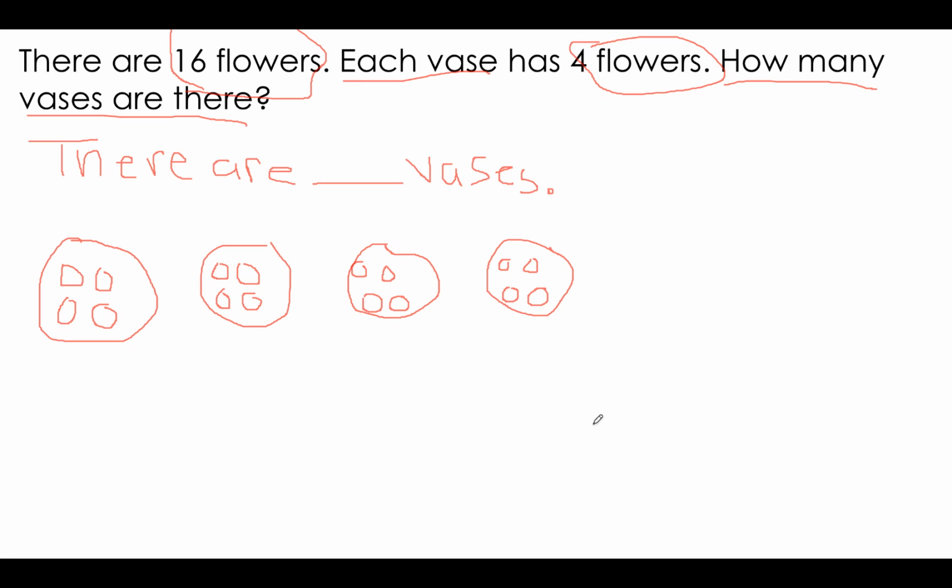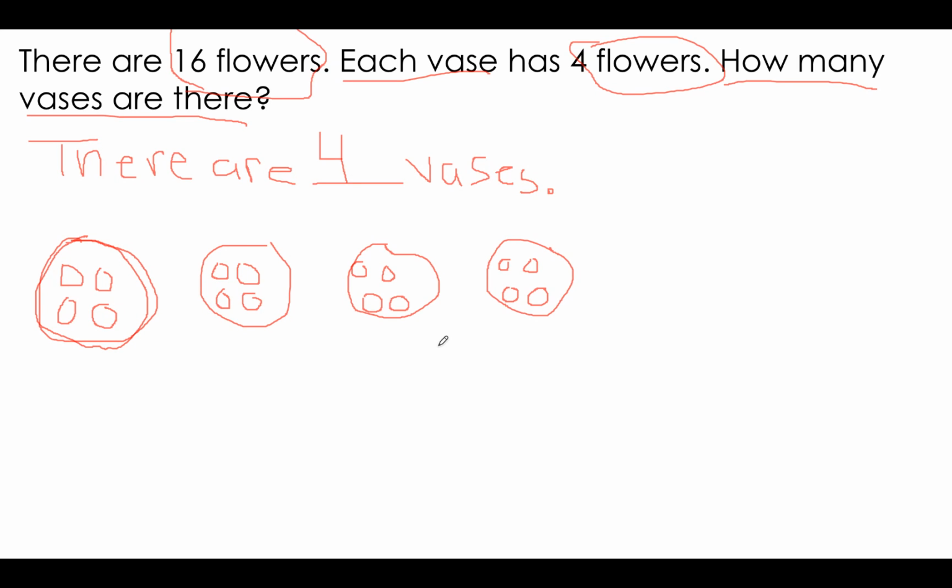So the question is, how many vases are there? Remember, this big circle represents the vase. So that's 1 vase, 2 vases, 3 vases, 4 vases. So there are 4 vases.